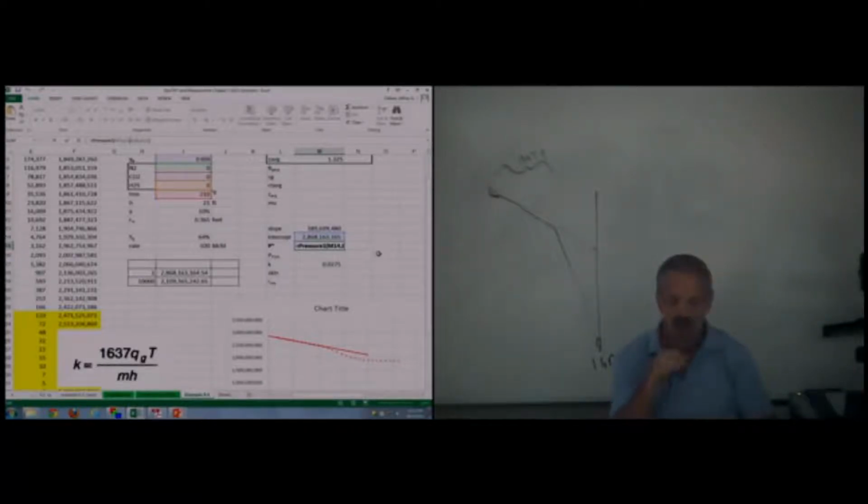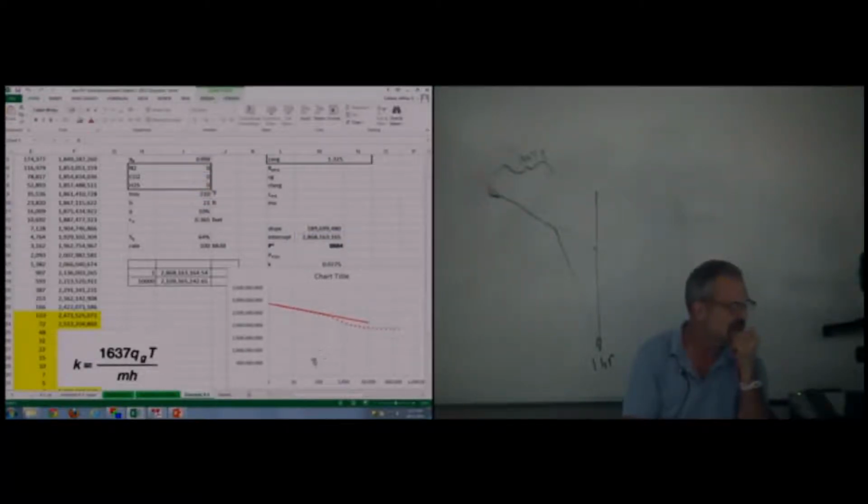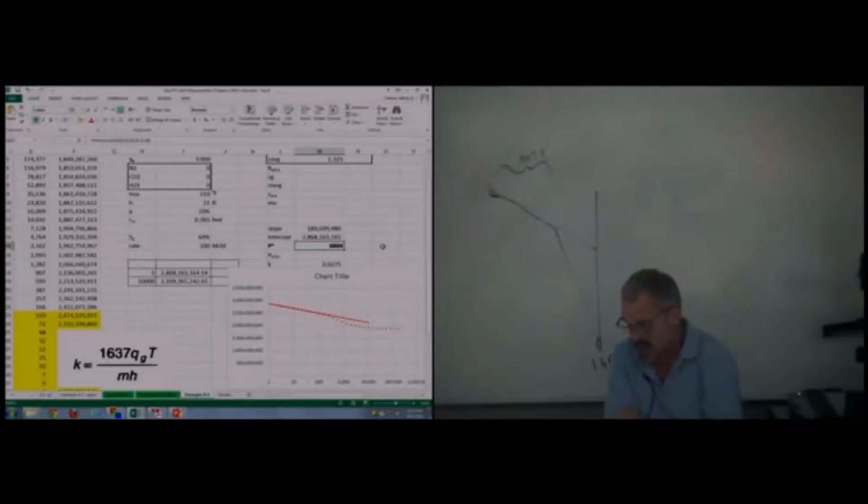Since our buildup was fairly large compared to our drawdown, we're almost to the y-axis, but it's hard to get all the way there. So we extrapolate, and that's how we get P star. And remember, the textbook said it was 9,000 pounds.